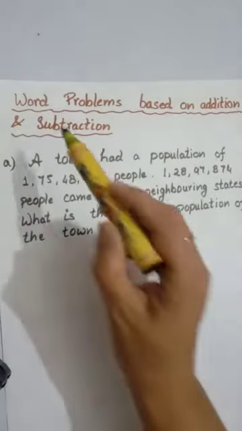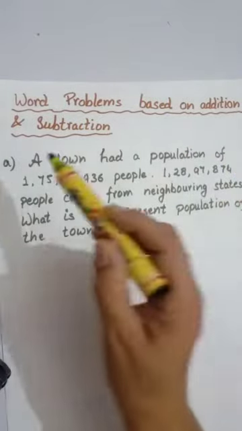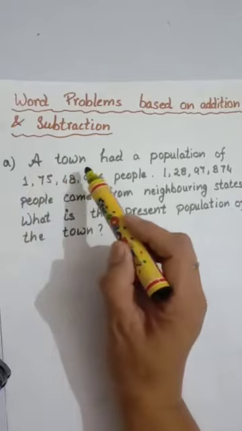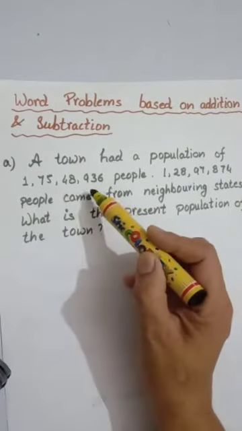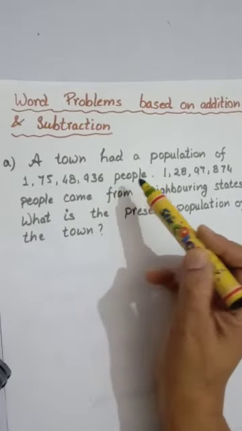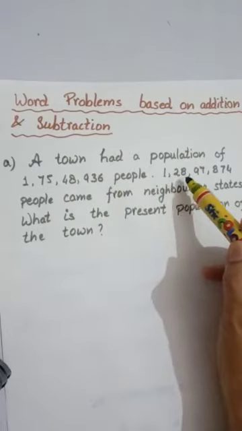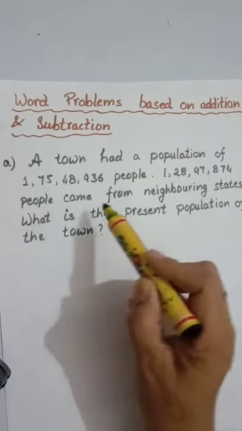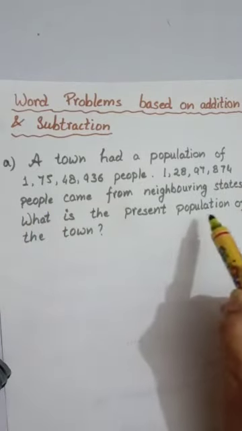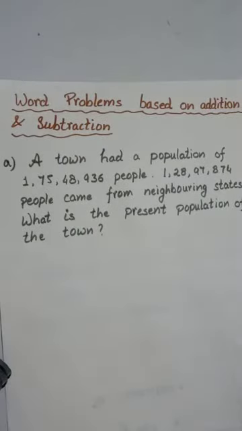Now next topic is word problems based on addition and subtraction. A town had a population of 1,75,48,936 people. 1,28,97,874 people came from a neighboring state. What is the present population of the town?